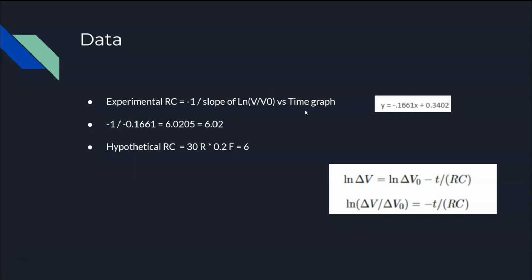So here's the data for the experiment. I found the experimental RC to be 6.02, and this was found by doing -1 divided by the slope of the ln of the voltage difference divided by the initial voltage difference at time 0. This ended up being -1 divided by -0.1661, which is 6.02. And the -0.1661 is the slope of the ln, which you can see in the top right. And this is very close to the hypothetical RC, which is 6. The equation for the line is on the right, and the formula to find the experimental RC is shown below that.